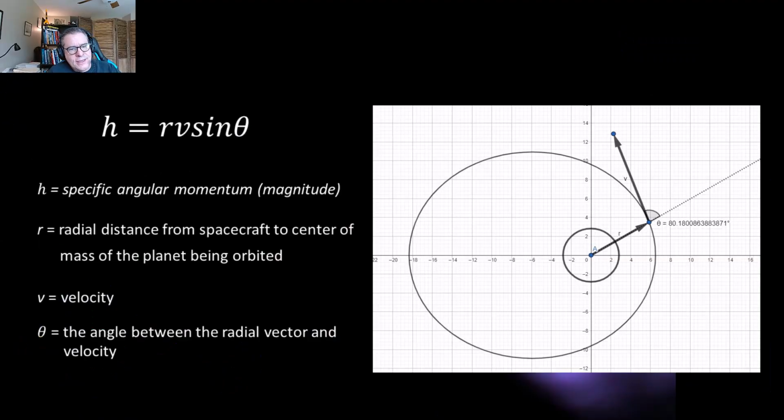Now, to compute specific angular momentum, in real life and in KSP, we will use the formula here, h equals r v sine theta. Technically, specific angular momentum is a vector, and here I'm only calculating the magnitude of that vector, but that's all we'll need for our purposes here, just the magnitude, a single number, not the vector itself. And the values used here in this formula are h is the specific angular momentum, r is the radial distance from the spacecraft to the center of mass of the planet that's being orbited, v is the velocity, and theta is the angle between the radial vector and the velocity, as shown here in the graph.